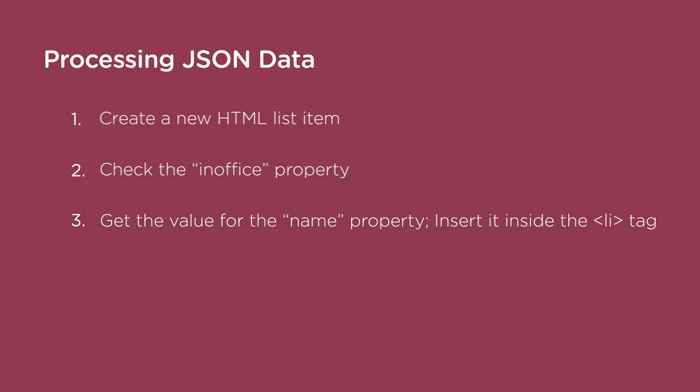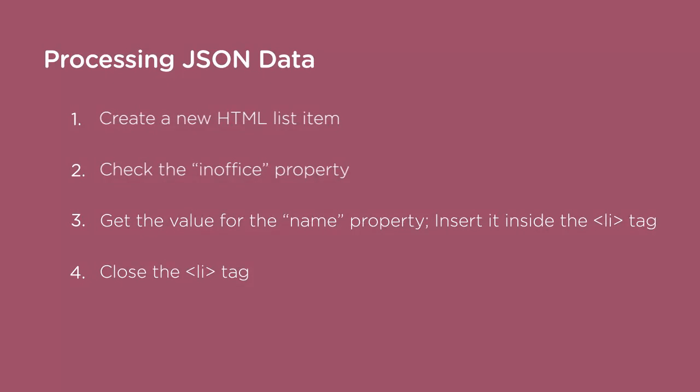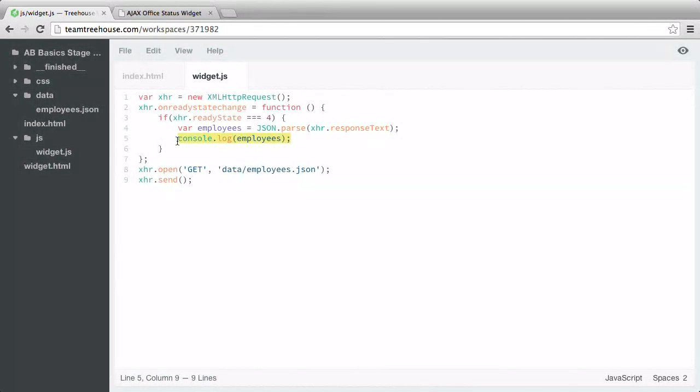Third, we need to get the value for the name property, that's the name of the employee, and insert it inside the LI tag. Fourth, close the LI tag. After we process the entire array of employees, we'll have a series of LI tags that we can add to the web page. Okay, let's build the HTML for our widget. Let's start by creating a variable. This variable, statusHTML, will hold an opening UL tag or unordered list tag. We'll build up the list of employees by adding more HTML to this variable and then finally print the contents of this variable to our web page.